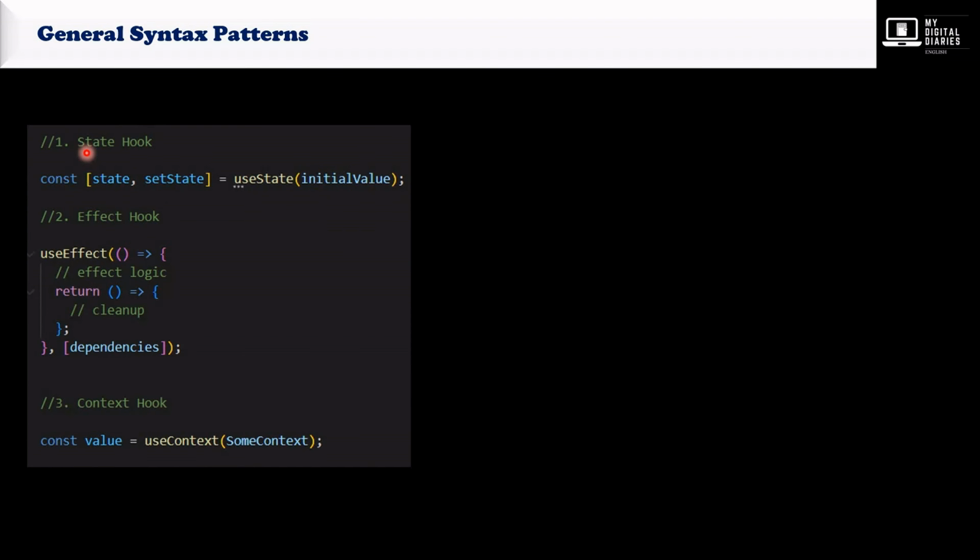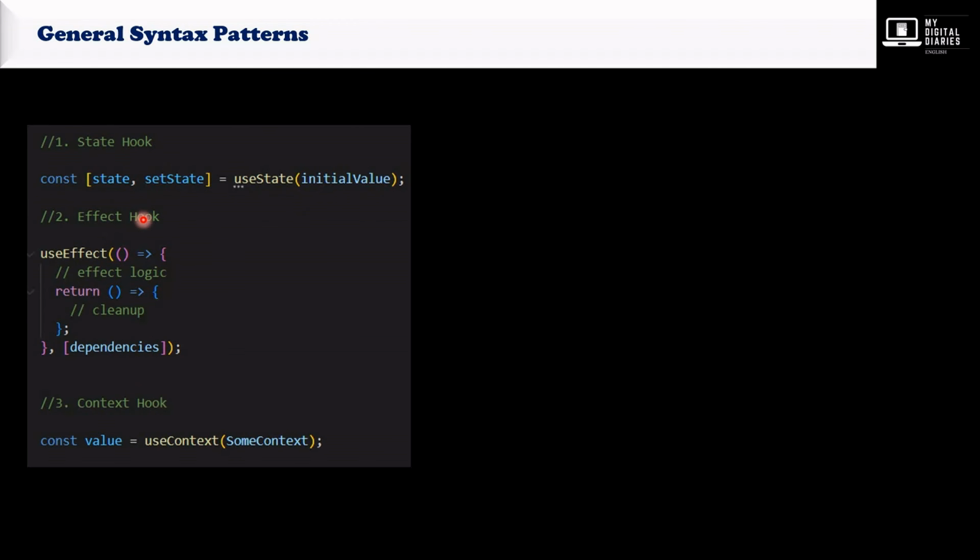First, we will see a state hook. The syntax for useState looks like this. This hook returns two things: the current value, this is state, and the setter function. To update that value, you give it an initial value and React remembers that value across re-renders. So that is your state hook.